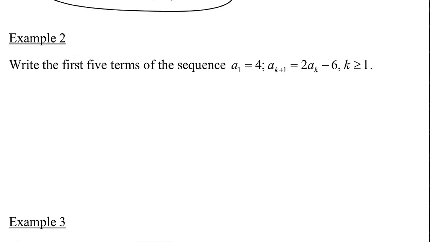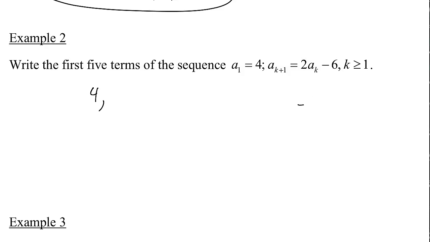All right, write the first 5 terms of the sequence given by the first term is 4, and a subscript k plus 1 is 2a sub k minus 6. So how would I find my second term? Well, you told me to plug in 2 for my second term, right? So if I put in k equals 2, that will get me a subscript 3 is 2a sub 2 minus 6. While that's all well and good, it gives a relationship between the second and third term, it doesn't allow me to actually find the second term.